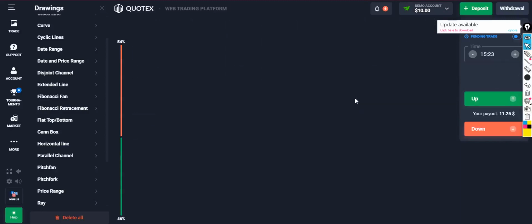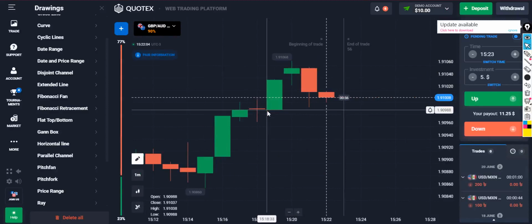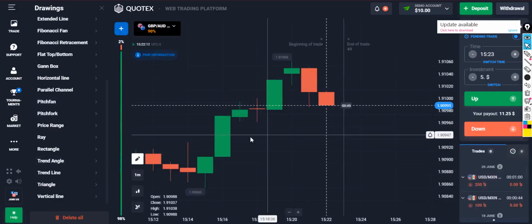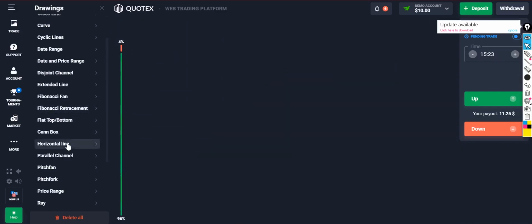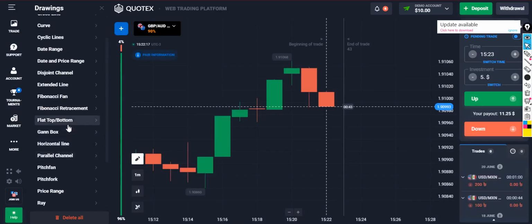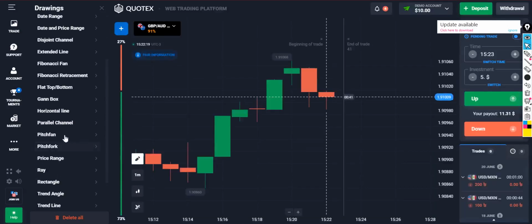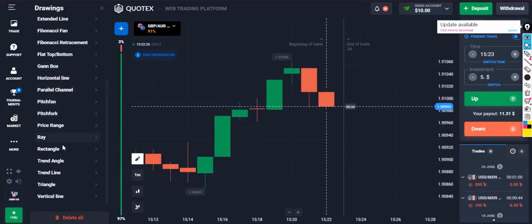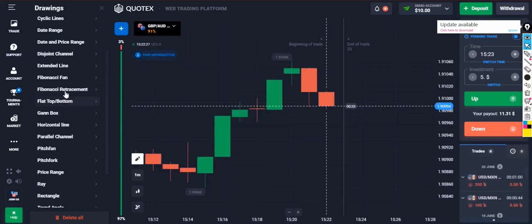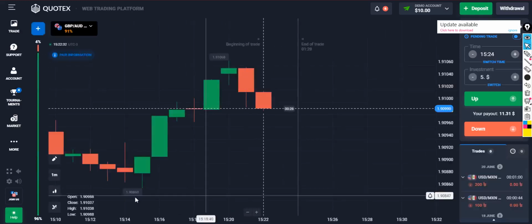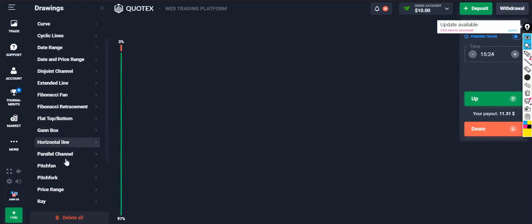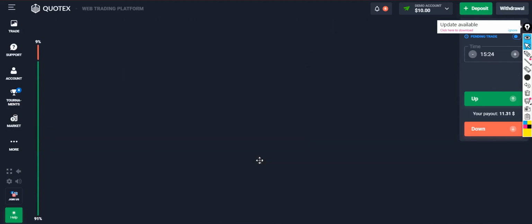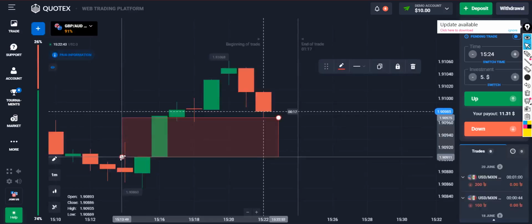Hello everyone. Today we will only trade using the fair value gap strategy. To draw a fair value gap, you need to go to drawings and then rectangle. Let's go with the rectangle. Here's the rectangle. So let's draw the fair value gap here, which is from here to here.